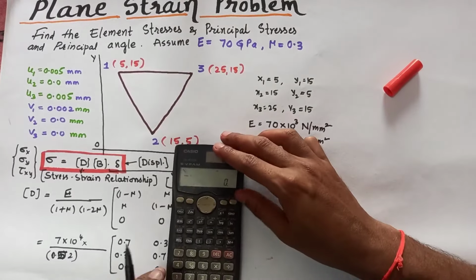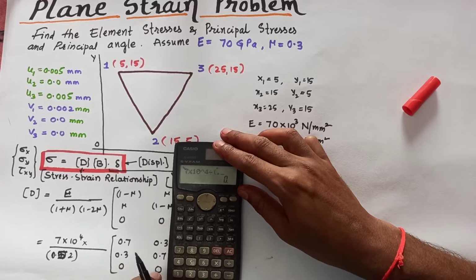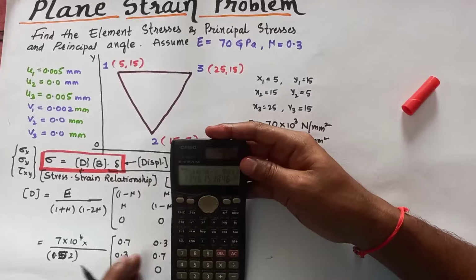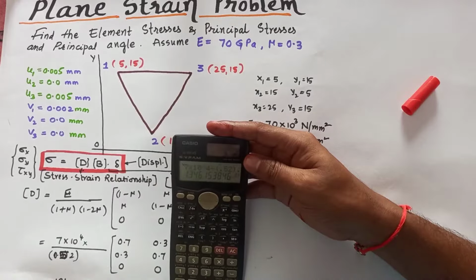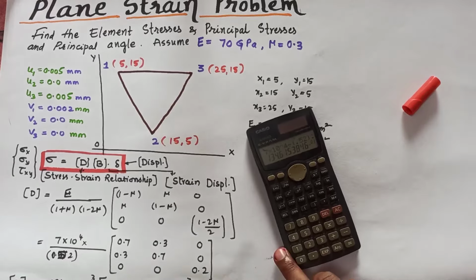Now this 7 into 10 power of 4 by 0.52, so we got 134.6 into 10 power of 3. The remaining matrix will be as usual: 0.7, 0.3, 0; 0.3, 0.7, 0; 0, 0, 0.2. This is our D matrix. Let us say this is equation number 1.